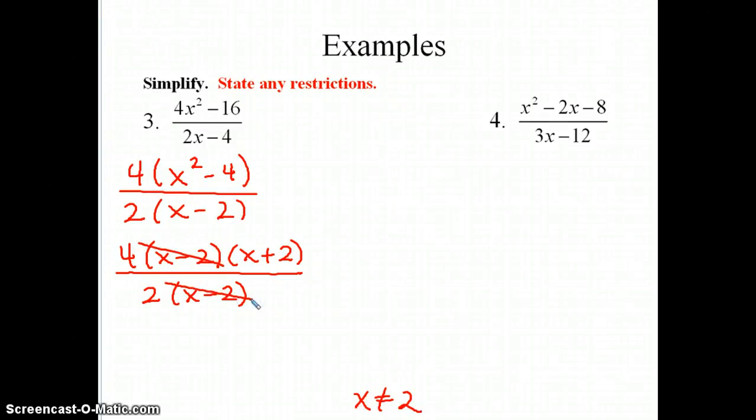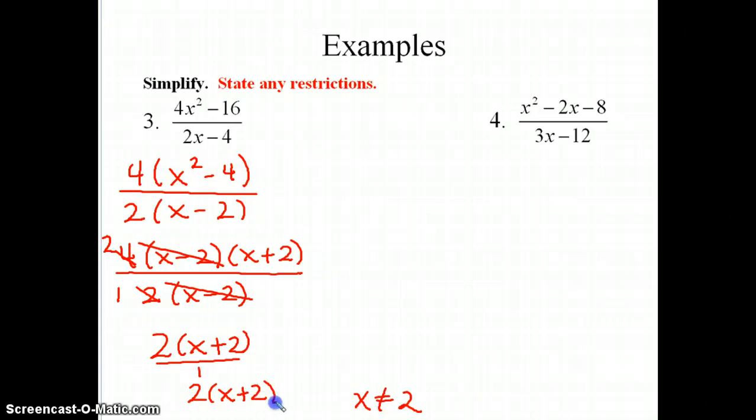I cancel my common factors of x minus 2, and I have 4 and 2. I can cancel the 4 to a 2 and the 2 to a 1. In the numerator, I'm left with 2 times the quantity x plus 2. In the denominator, I'm left with a 1. I do not have to write that as a fraction any longer, so my final answer will be 2 times the quantity x plus 2 with the restriction x cannot equal 2.